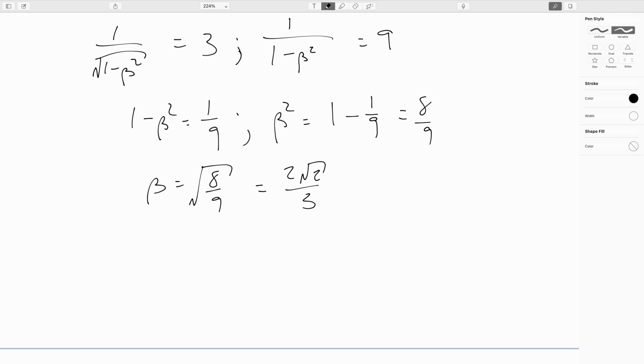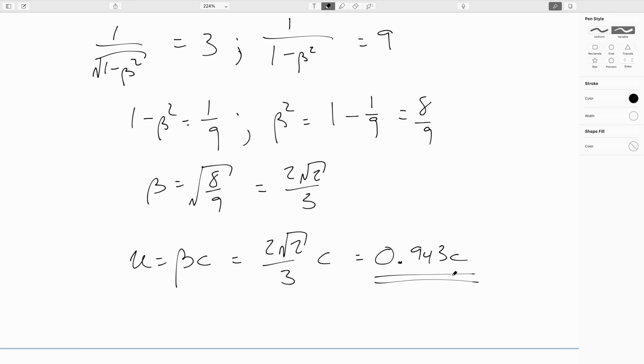So this means finally that our final speed, u, is equal to beta times the speed of light. So it's 2 root 2 over 3 times the speed of light, which is 0.943 times the speed of light, which is indeed in agreement with experiment.